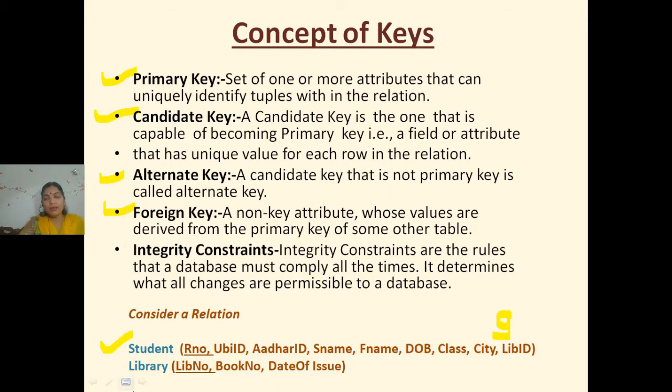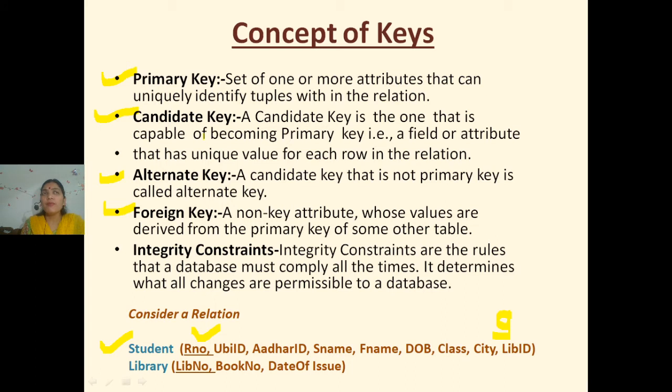Now let's see what is special about these columns. I have underlined one particular column. Can you see? This is roll number. This roll number column is a special column and I will call it the primary key. Why primary key? The definition of primary key says it is a set of one or more attributes that can uniquely identify the tuples within any relation.